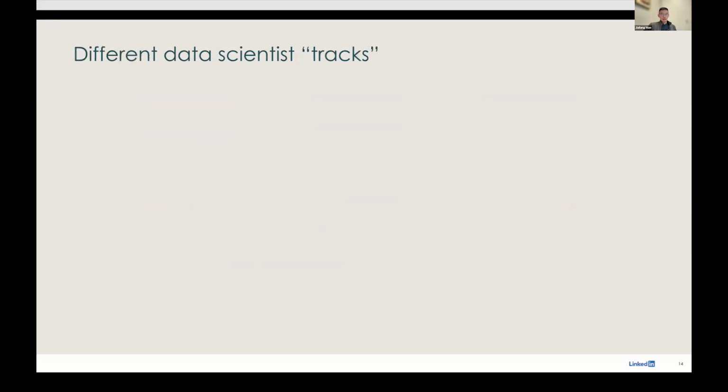So, what kind of data science do we have? Actually, if you look at the job description, there might be different tracks here at LinkedIn. And this is a pretty standard way people are defined. I don't want to use the word define or want to restrain people into these tracks, but that's usually how the job functions are different for different data scientists.